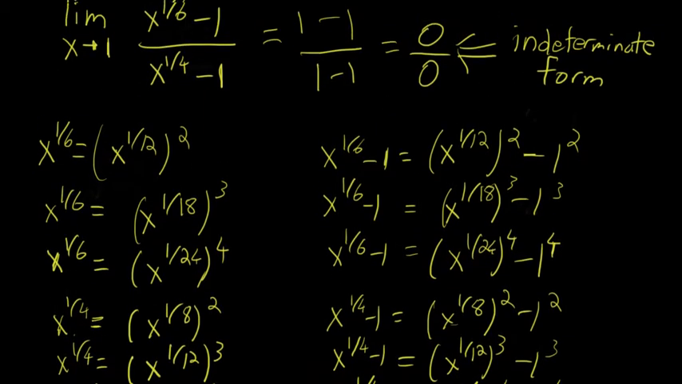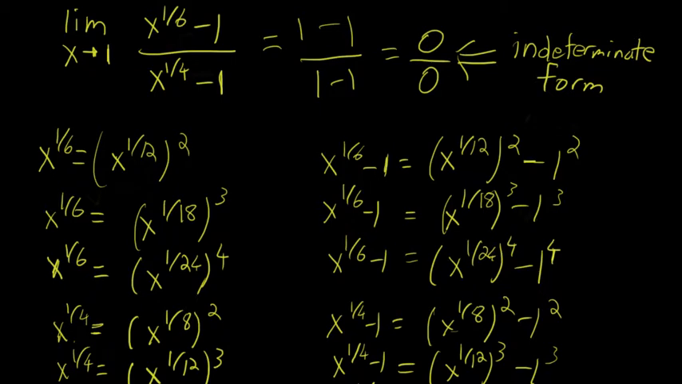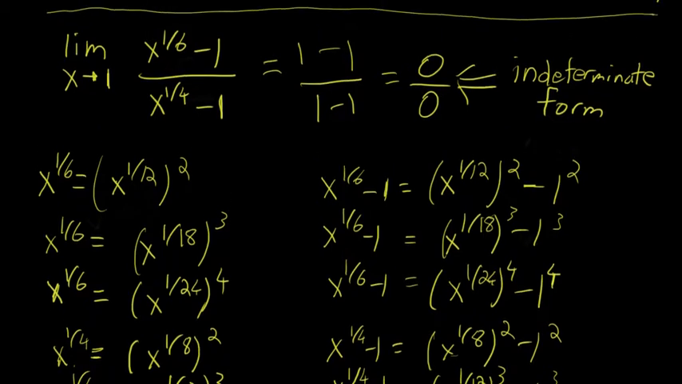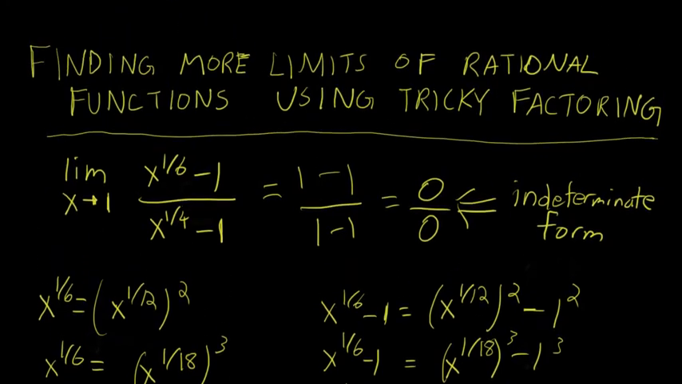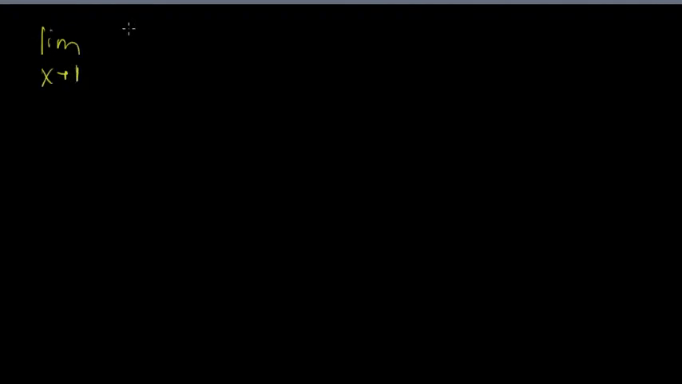I will pick a form. I will show you the one that ends up being advantageous in this particular case, and then show you why that is. So I'm going to rewrite the limit we are trying to find up here. That's the limit as x tends to 1 of x to the 1/6 minus 1 divided by x to the 1/4 minus 1.